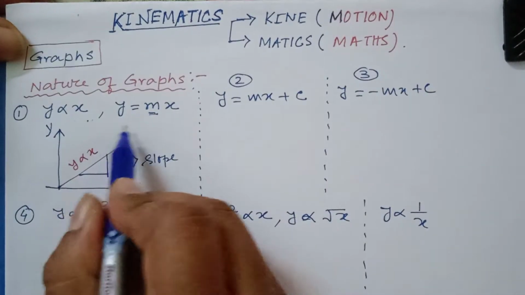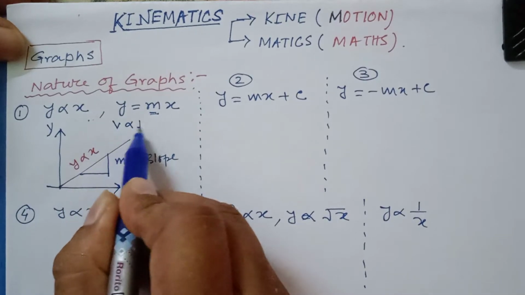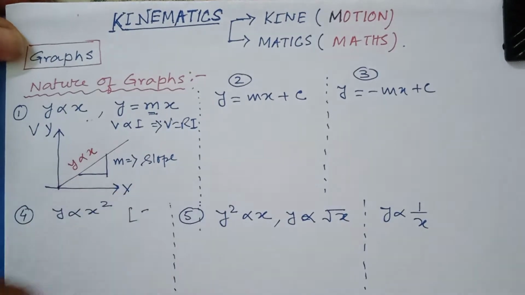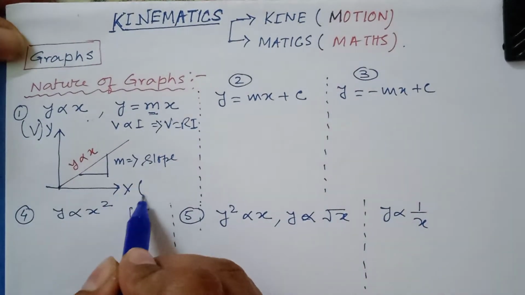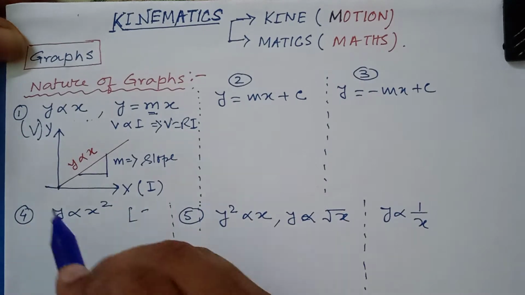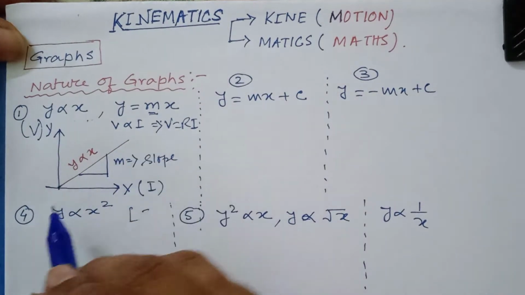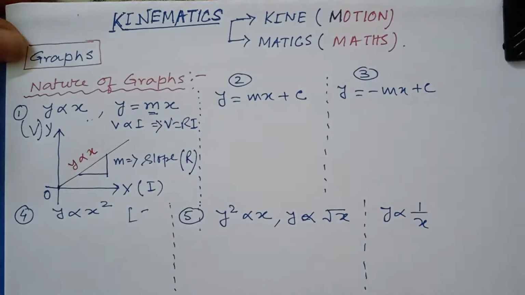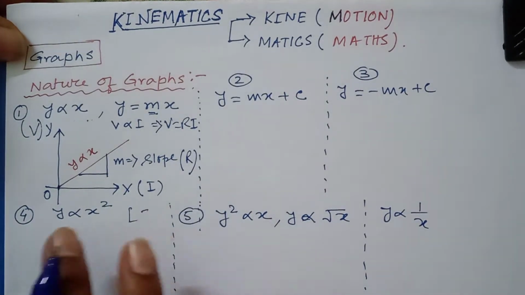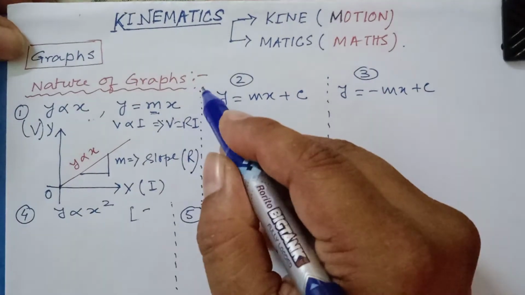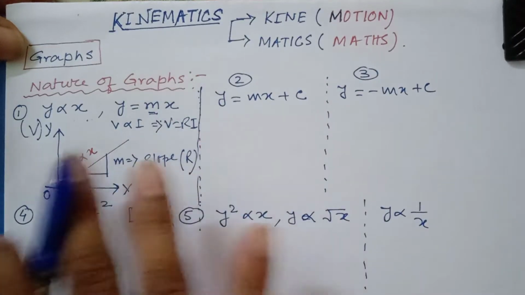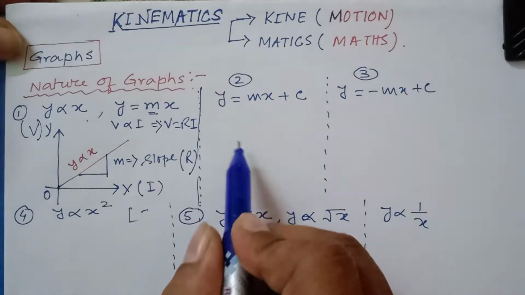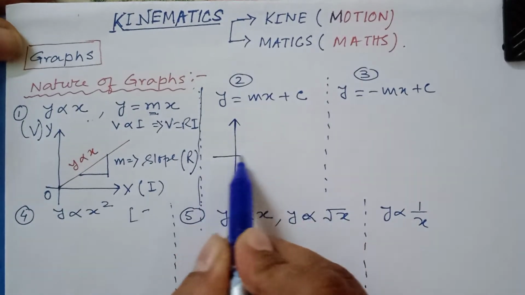Suppose you draw for Ohm's law, V proportional to I, V equal to RI. So if you draw V along the y axis and I along the x axis, then the graph will be a straight line passing through the origin and the slope represents resistance. Clear? So you can apply this for a direct proportion graph. Our next graph, students, suppose a straight line y equal to mx plus c. If there is some constant, mx plus c, then you can draw like this.